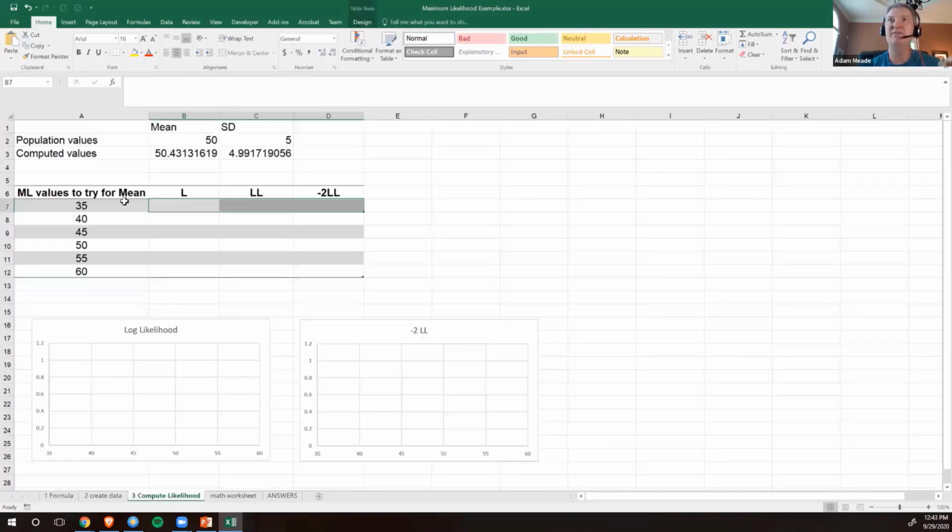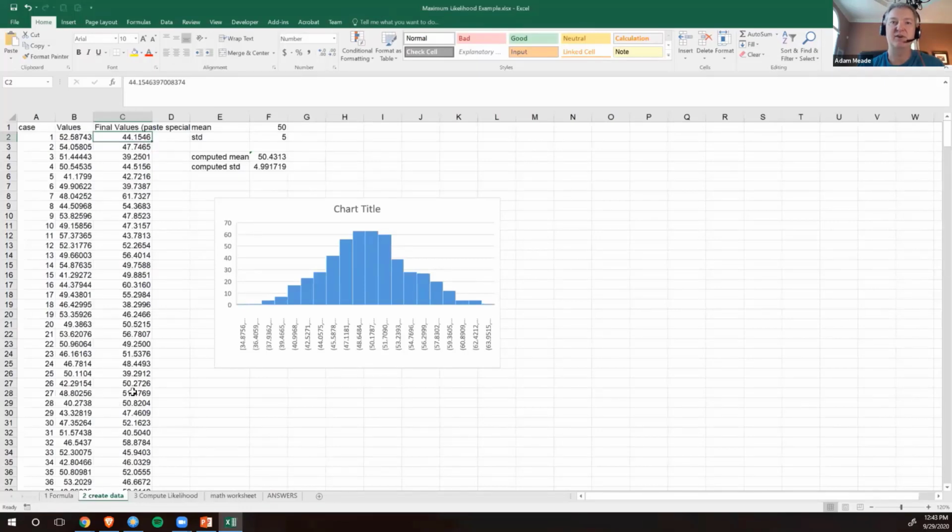And that's what we're going to do with maximum likelihood estimation. We're going to try different values for the mean of this distribution. We're going to leave the standard deviation the same as 5, the correct value, just to keep it simple. We're going to try different values, and we're going to have it figure out the probability of observing each of these 500 data points.